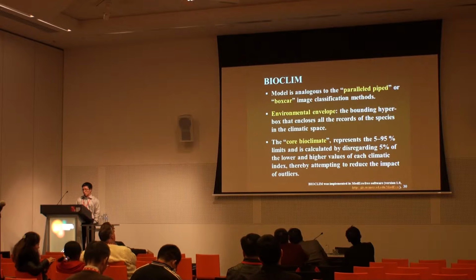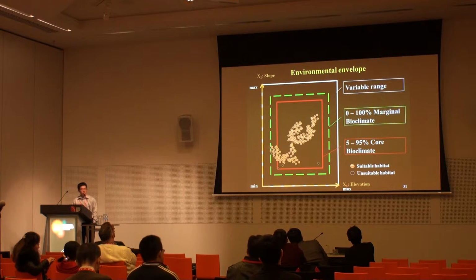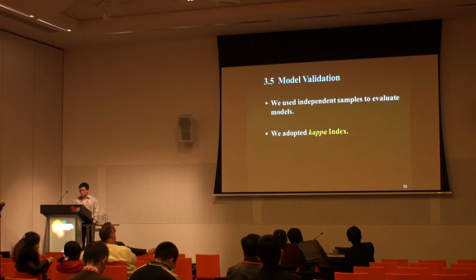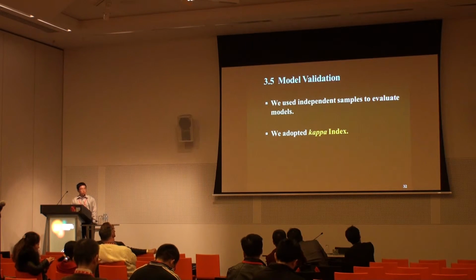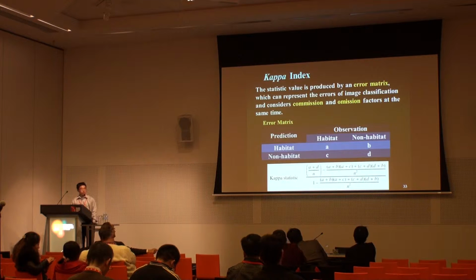We replace the 5 to 95% limit. It will calculate and disregard 5 percent of points, just like this picture. Finally, our model validation will adopt the kappa index, and the kappa index considers the commission and omission error and uses the error matrix and following function to calculate it.